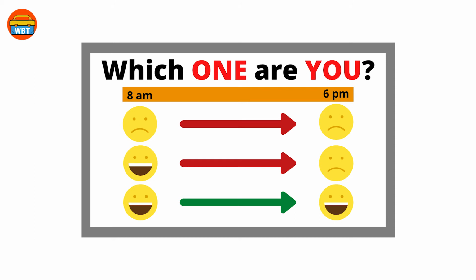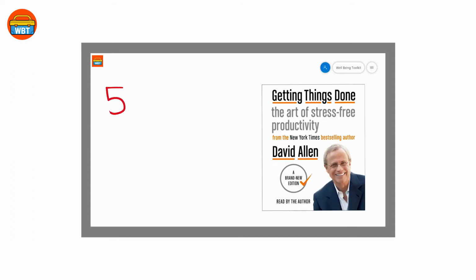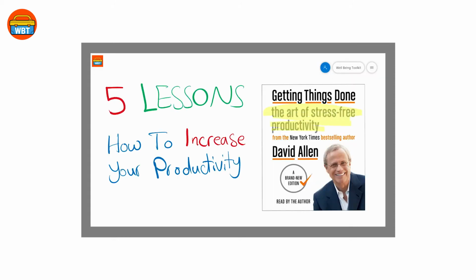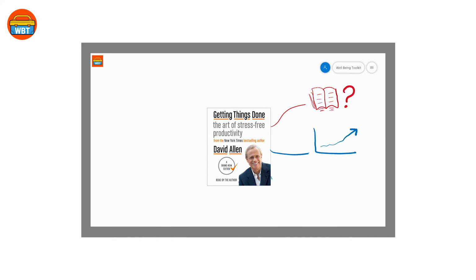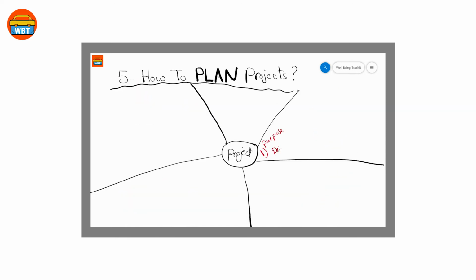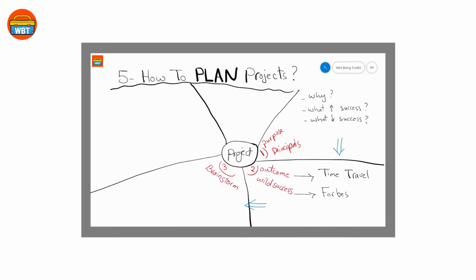To have a better picture about the relation between brainstorming and project planning, check this video, How to Increase Your Productivity, 5 Lessons from the Getting Things Done book. You can go directly to the project planning part and check where brainstorming fits in that process.